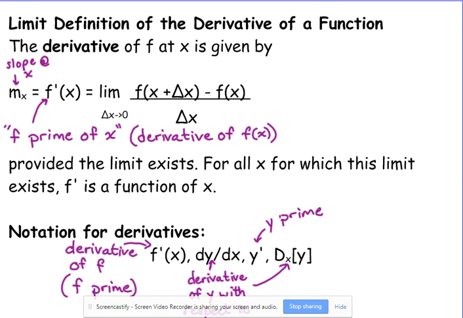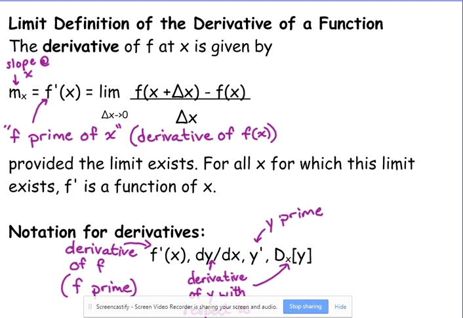Okay, here's the limit definition. It's the limit as delta x approaches 0, so as the distance between those two points gets smaller and smaller and smaller, that delta x is approaching 0. The derivative can be found by manipulating this formula right here. f of x plus delta x.